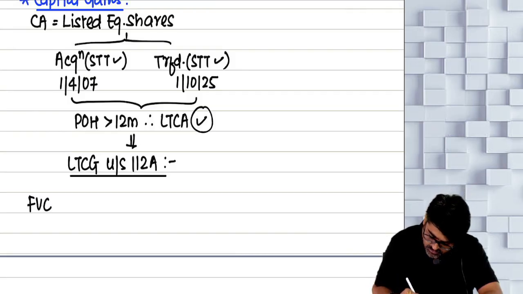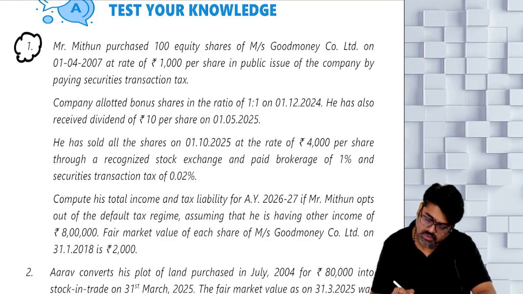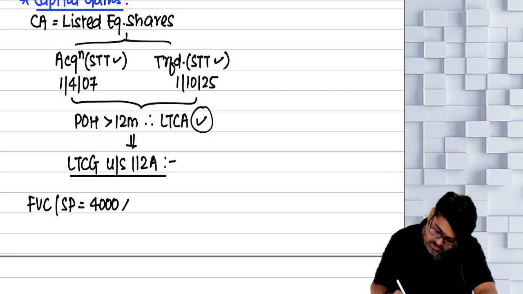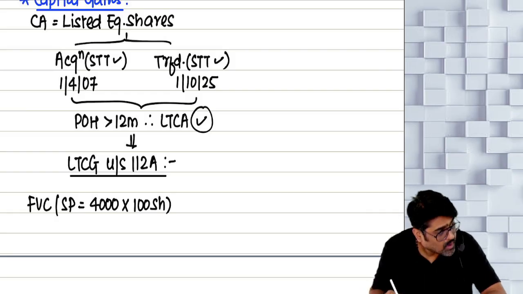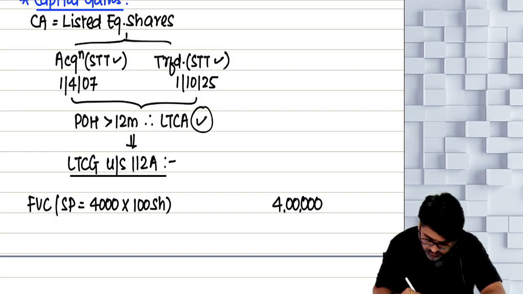Now this long-term capital gain, to calculate this, first what do you want? Full value of consideration, which is nothing but selling price, which is equal to how much? 4,000 rupees per share into 100. So 4,000 per share into 100 shares. So how much? 4 lakh you will write in inner column.